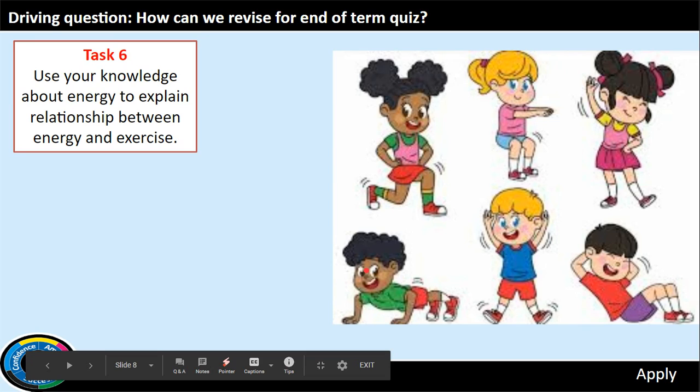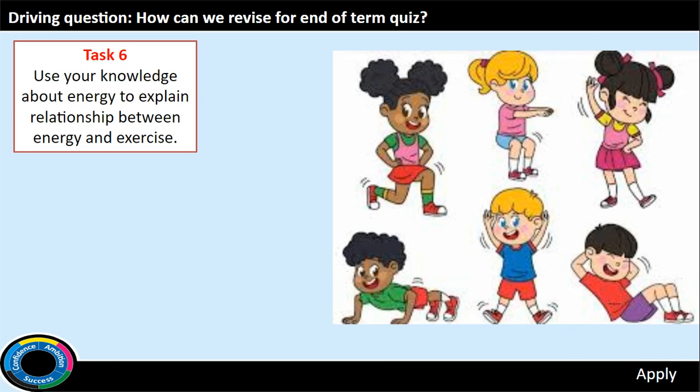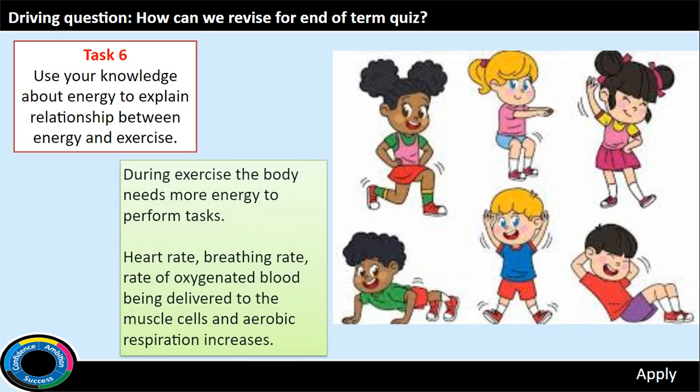Okay, so what you need to know is that during exercise, the body needs more energy to perform tasks. Your heart rate is going to increase. Your breathing rate is going to increase. The rate of oxygenated blood being delivered to your muscle cells will also increase. Therefore, aerobic respiration will also increase.